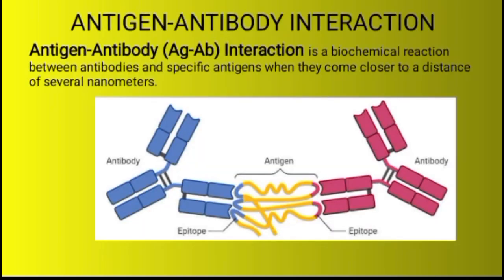Now, we already explained that the antigen has an epitope, which is a binding site or receptor site, whereas the antibody also has a binding site, which is called paratope. So collectively, they can join together.